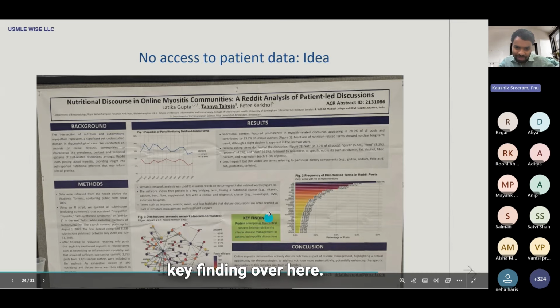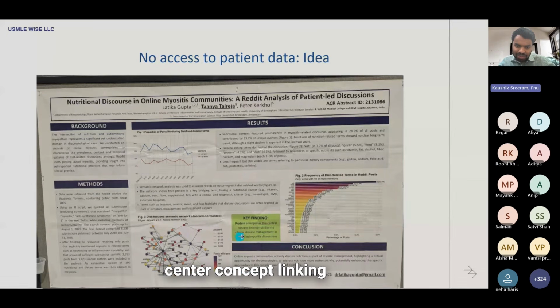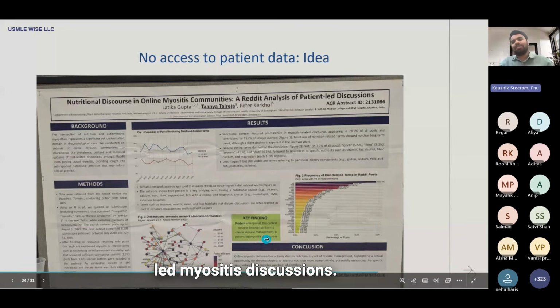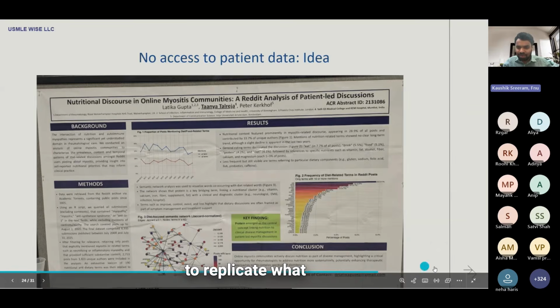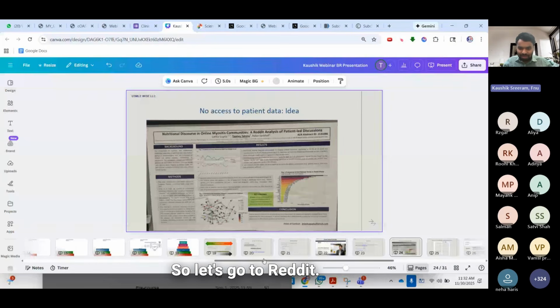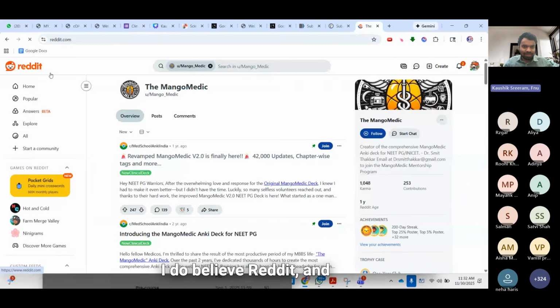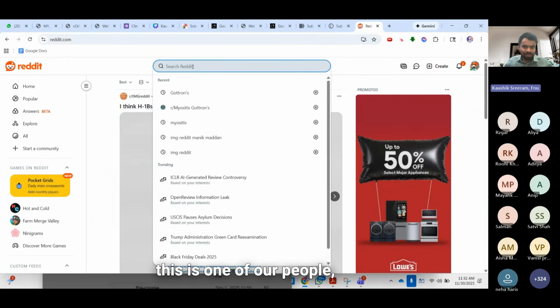And now look at the key finding over here. Protein emerged as the center concept linking nutrition to clinical disease management in patient-led myositis discussions. Make sense? So that's one idea, right? Now this was just Reddit. So let us try to replicate what they have done. So let's go to Reddit. I do believe Reddit, and this is one of our people.